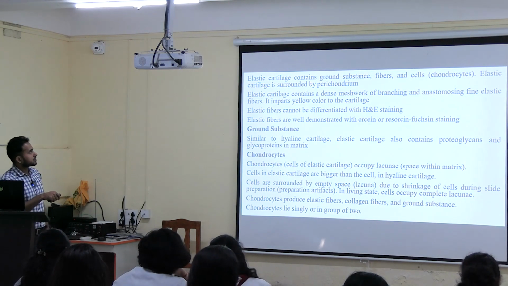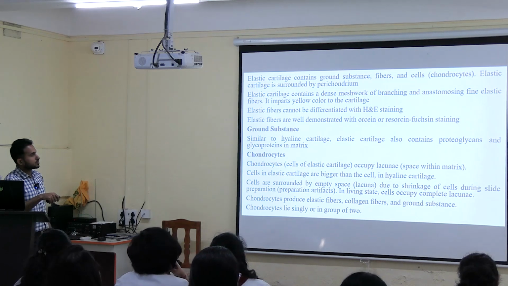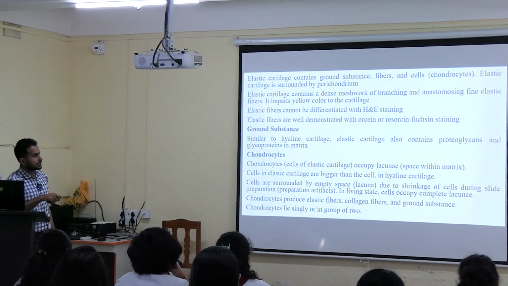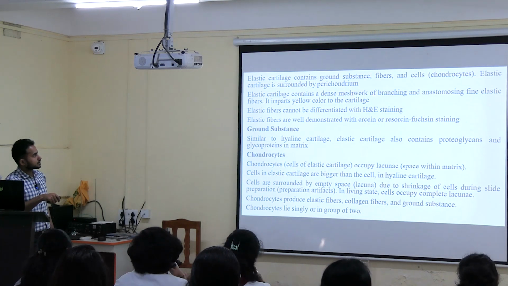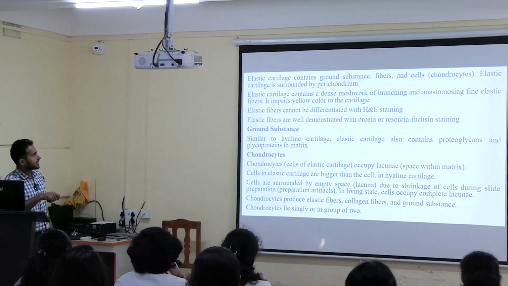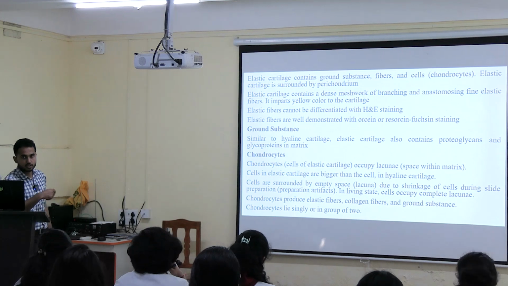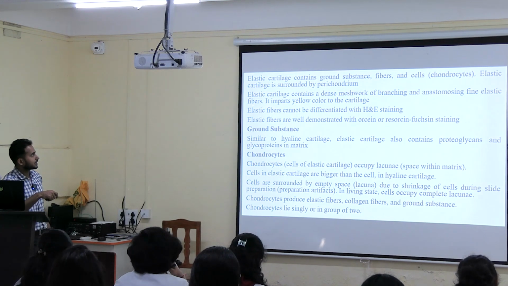So elastic cartilage contains ground substance, fiber cells, all those things are the same. Along with that, perichondrium is also present. Next, it contains a dense meshwork of branching and anastomosing elastic fibers. Instead of collagen fibers, here we are getting the elastic fibers. Now these elastic fibers cannot be differentiated with H&E staining.